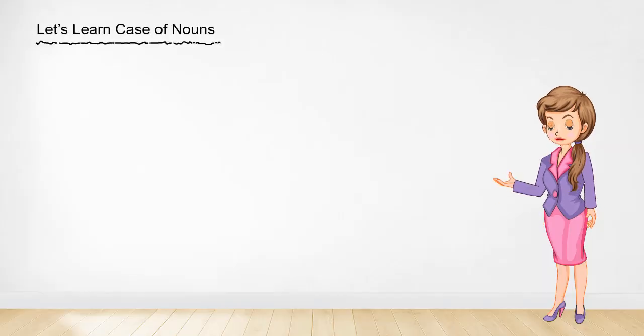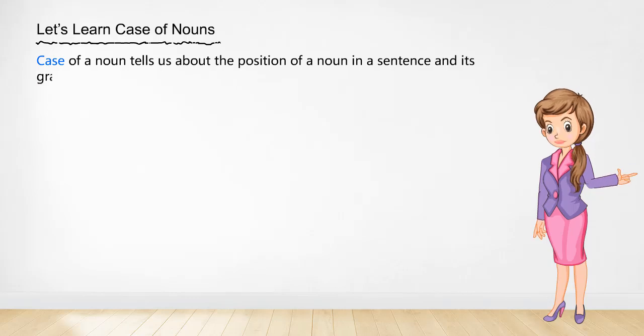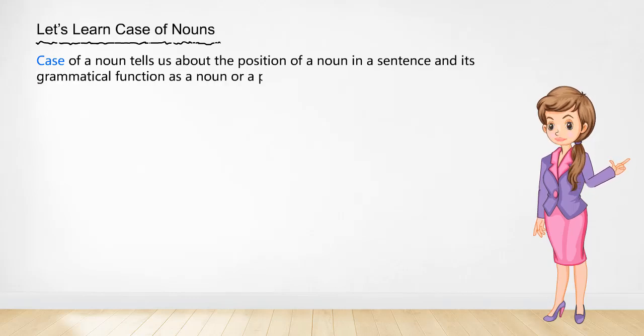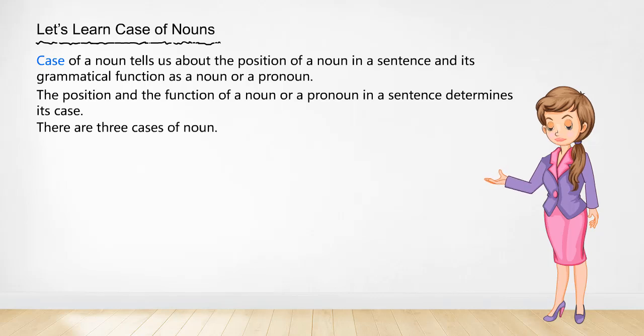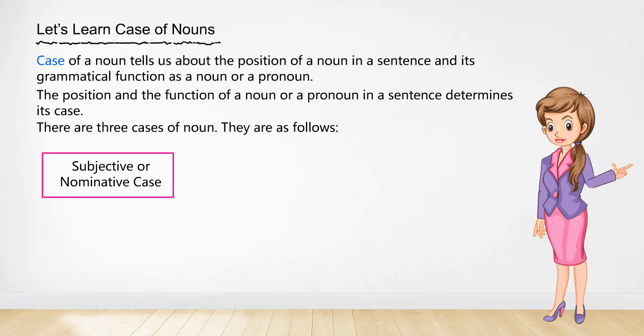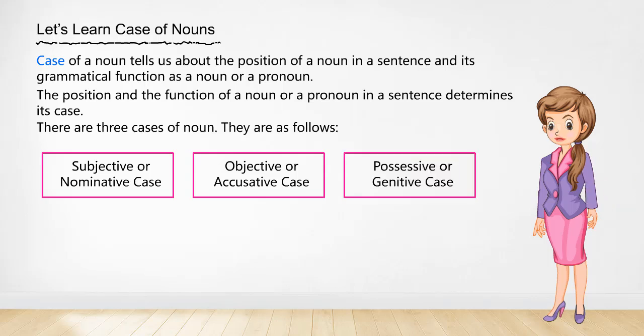Let's learn case of nouns. Case of a noun tells us about the position of a noun in a sentence and its grammatical function as a noun or a pronoun. The position and the function of a noun or a pronoun in a sentence determines its case. There are three cases of noun. They are as follows: subjective or nominative case, objective or accusative case, possessive or genitive case.